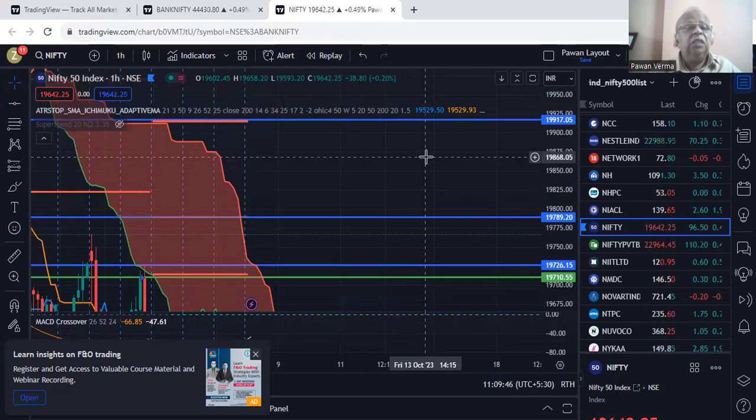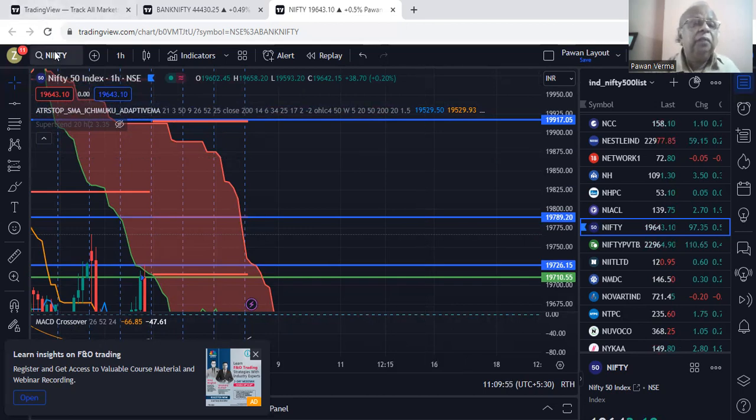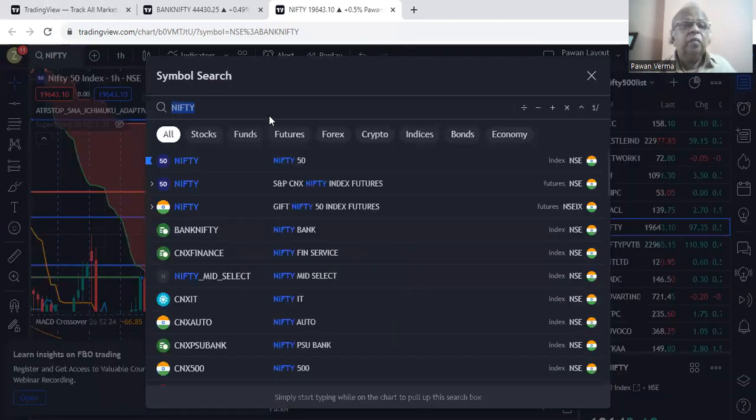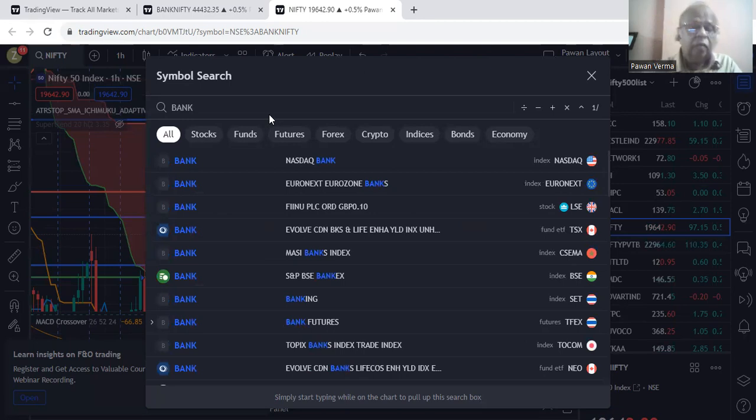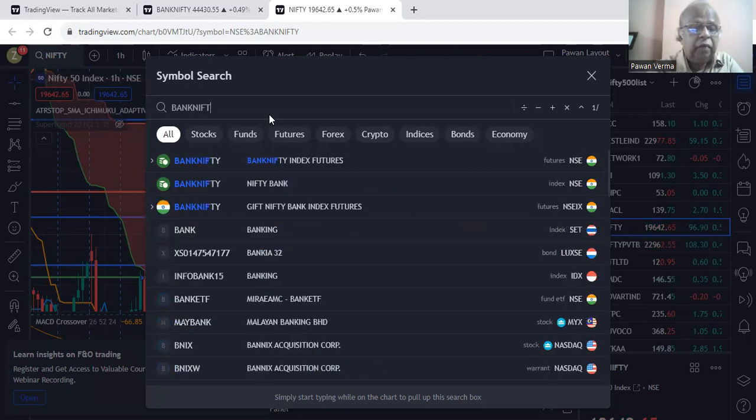So friends, now we are just moving to the chart of Bank Nifty, or Nifty Bank.